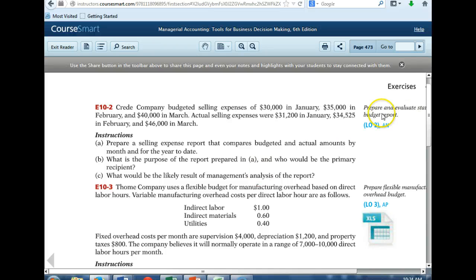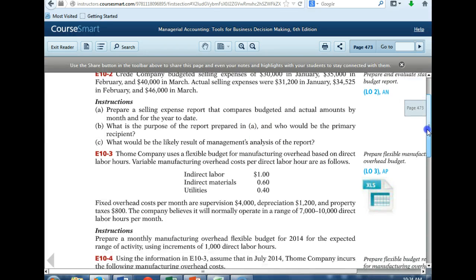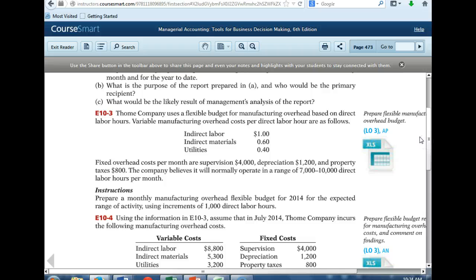Okay, let's look at the next one, 10.3. Thome Company uses a flexible budget for manufacturing overhead based on direct labor hours. Variable manufacturing overhead costs per direct labor hour are as follows. Indirect labor is $1, indirect materials 60 cents, and utilities are at 40 cents.